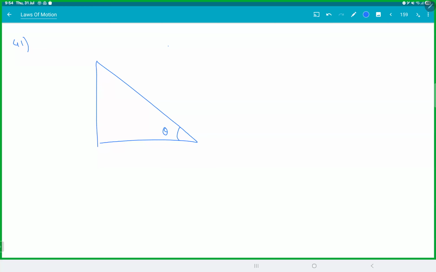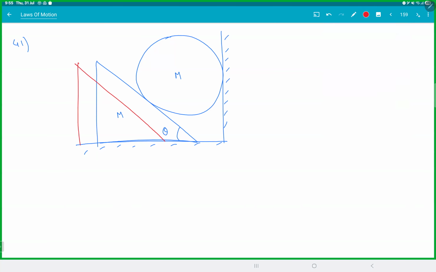We have an incline here. We have a sphere here. There's a wall on the right hand side. This is also mass m. This is also mass m. All surfaces are smooth. Meaning after some time, if you look at the picture, the wedge will move to the left. The ball will come down like this, isn't it? So the ball is coming down and the wedge is going back. Find the acceleration of the system.